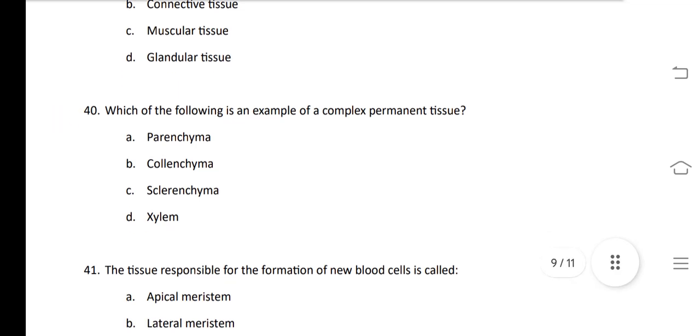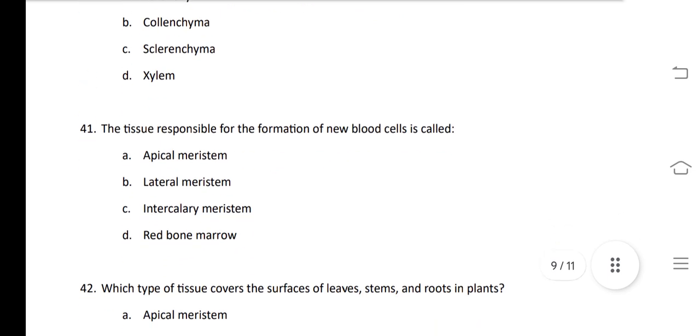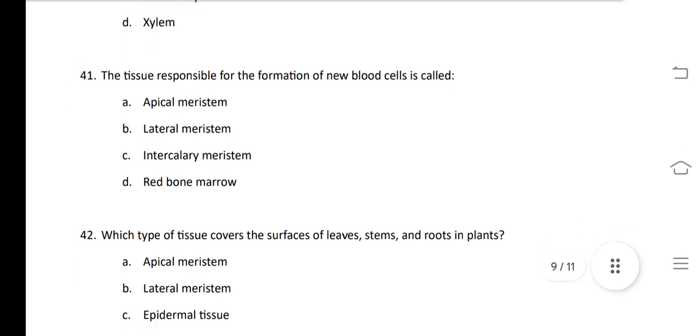And our next question is, which of the following is an example of complex permanent tissue? Complex permanent tissue means the tissue which is made up of dead and living, both types of cells, that are xylem and phloem. So the answer of 40th question is option D. Our next question is, the tissue responsible for the formation of new blood cells is called red bone marrow. Blood cells are formed in our bone. There is some space named as red bone marrow.